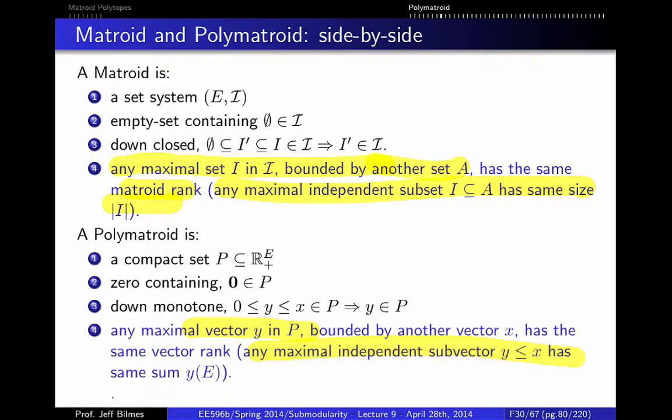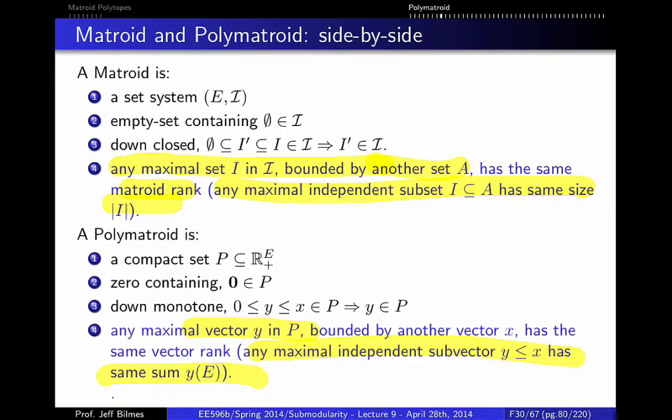Any maximally independent subvector y is going to have the same vector rank. So the rank of x is going to be equal to the rank of y, right? The rank of a vector is equal to the rank of the maximally independent subvector contained in P. So it's the rank of its P bases.